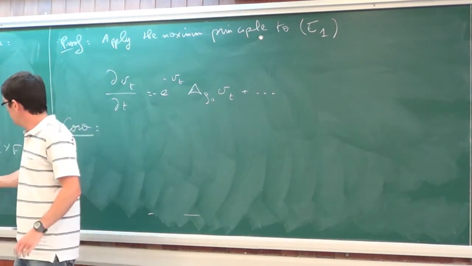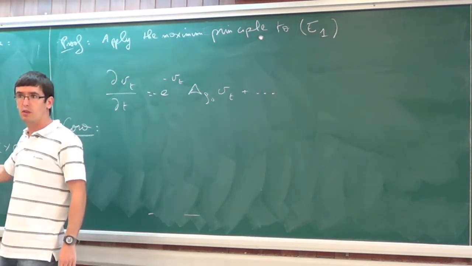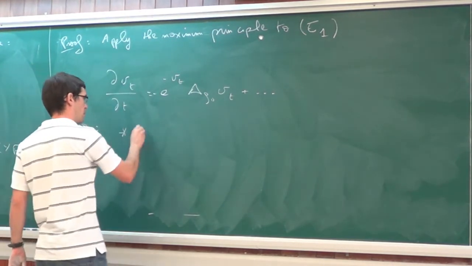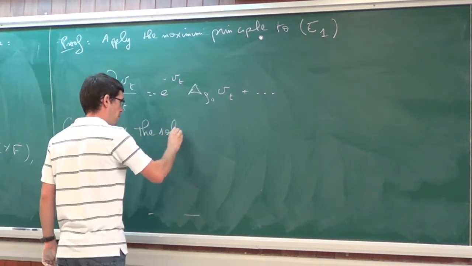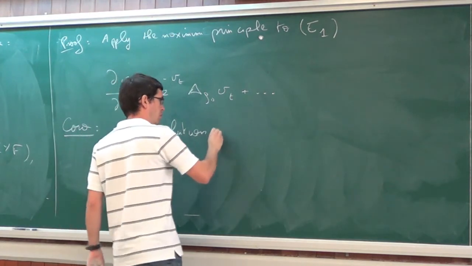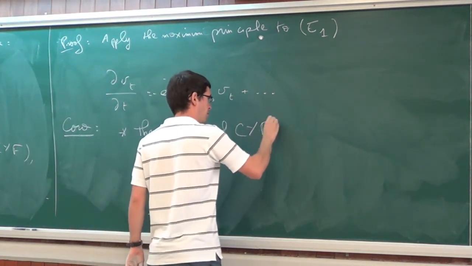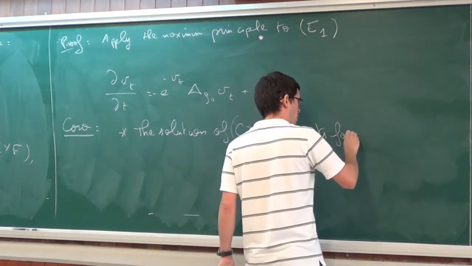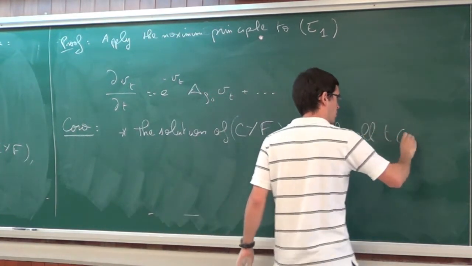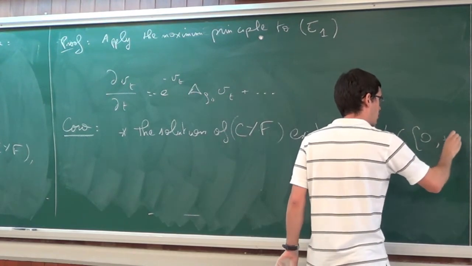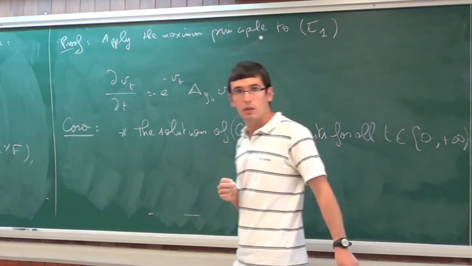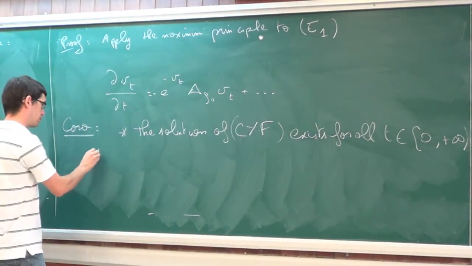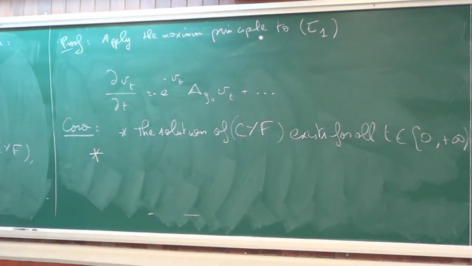Well, it tells you that your vt never explodes, so that the solution always exists. And it tells you, like for free, something else. It tells you that it converges.